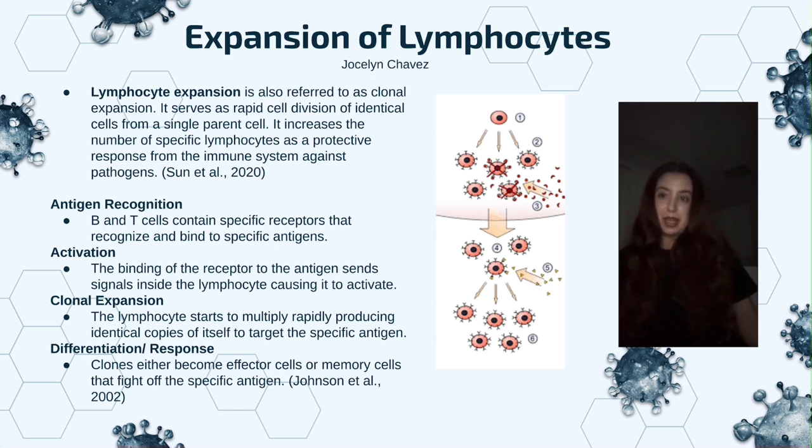The steps toward the expansion of lymphocytes include antigen recognition. This is where B and T cells contain specific receptors that recognize and bind to specific antigens. The second is activation. This is where the binding of the receptor to the antigen sends signals inside the lymphocyte, causing it to activate. The third is clonal expansion. This is where the lymphocyte starts to multiply rapidly, producing identical copies of itself to target the specific antigen. And the fourth is response. This is where clones either become effector cells or memory cells that fight off the specific antigen.